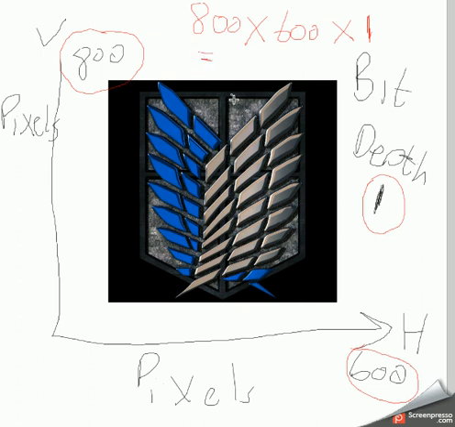Pause the video, work it out. This will give you 480,000 bits, pixel bits.